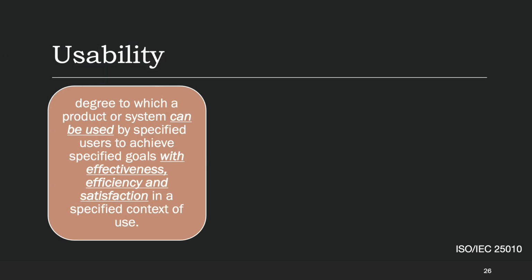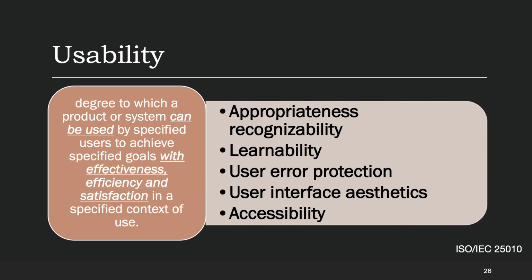Usability is a degree to which a product or system can be used by specified users to achieve specified goals with effectiveness, efficiency, and satisfaction. It's composed of several sub-characteristics, such as how appropriate the users recognize the system for their needs. This is appropriateness recognizability. Then learnability, which is about how easy it is for the specific user to learn how to use the system in a given context.